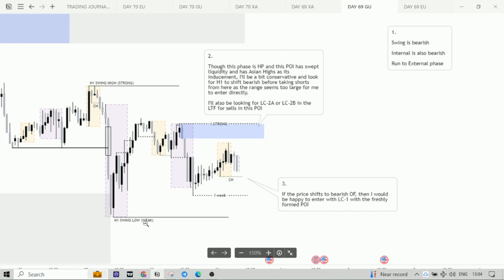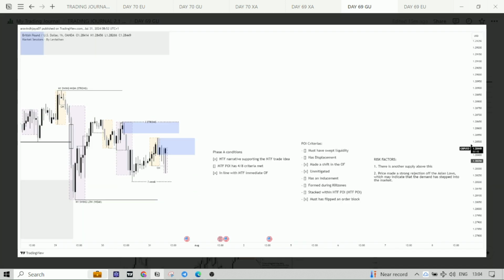I was desperate to target this weak internal low. I had one more idea that this was a bearish shock. Suppose the price took out this bearish shock and comes up, I would be happy to trade with this POI, looking for LC1, and then price can go down. So my bias was very clear that I'm going to take bearish trades. As expected, price made a bearish shock, and then this is the POI that I was expecting the price to hold. Actually, I expected this POI to fail because there is another POI above.